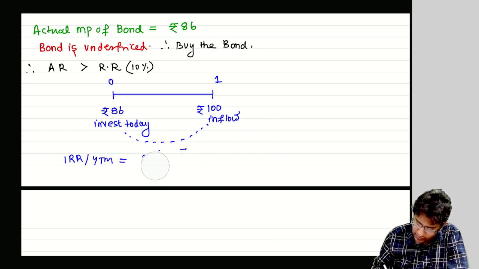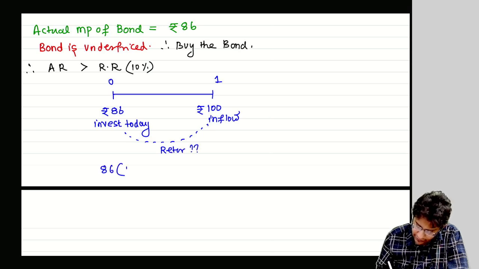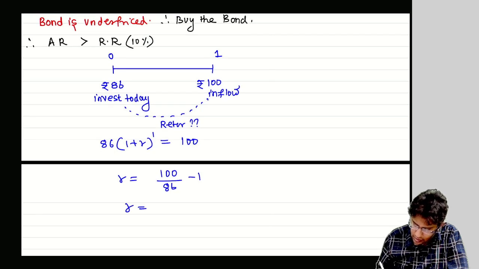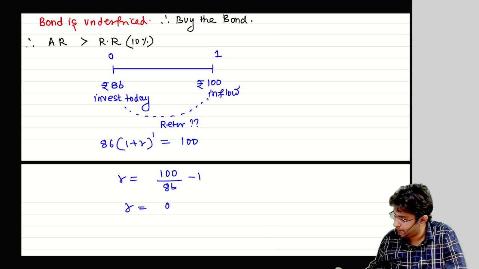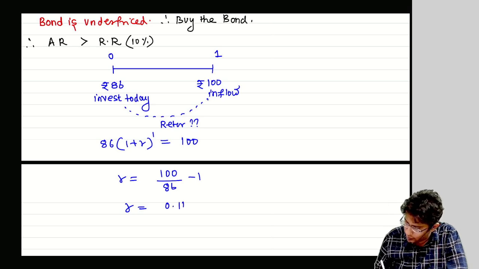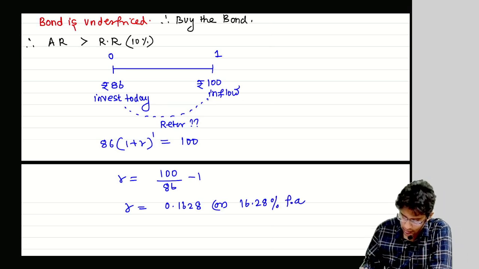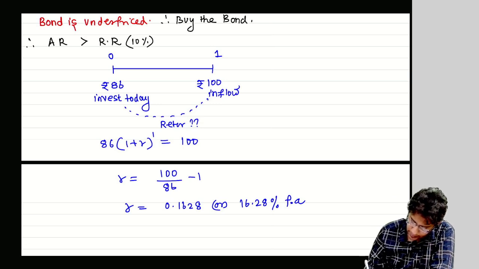Why trouble you with formulas? Leave it. I'll keep it very easy. The future value of $86 is equal to 100. R is equal to how much? 100 by 86 minus 1, which is .1628 or 16.28%. This 16.28% is your actual return.